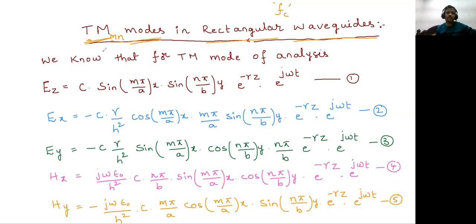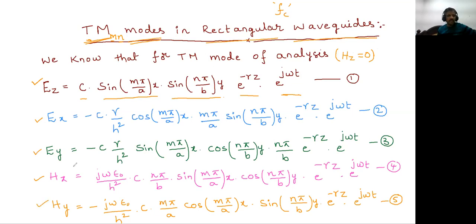So for that, what we have to do is, we have already got the expression for EZ, which is actually the solution in the transverse magnetic mode of analysis: C into constant, sine of m pi by A into X, into sine of n pi by B into Y, into e power minus gamma Z and e power j omega t, which is the time variation. Okay, so this is common for all the remaining four components also. Once we get this EZ, we already know that for the transverse magnetic mode of analysis, HZ is zero. So now, the remaining components will be EX, EY, HX, HY.